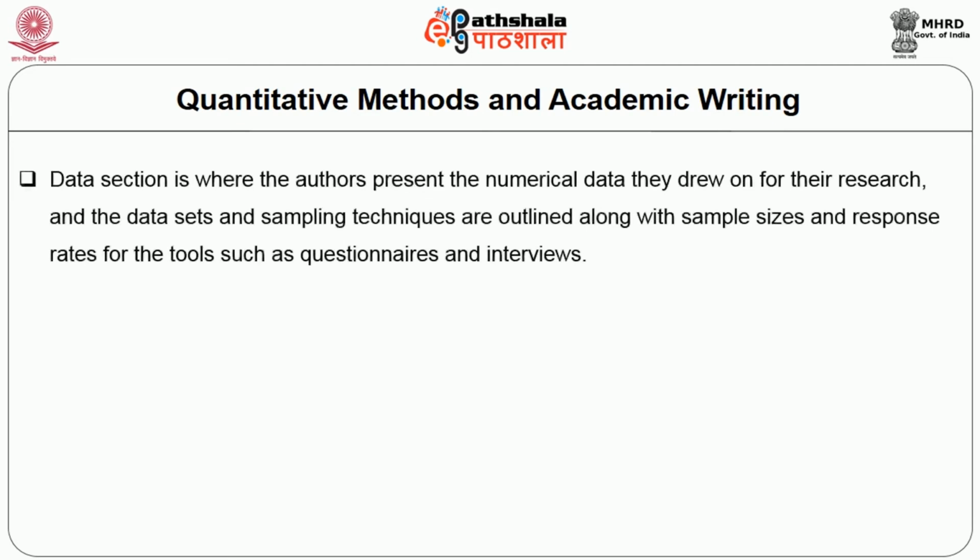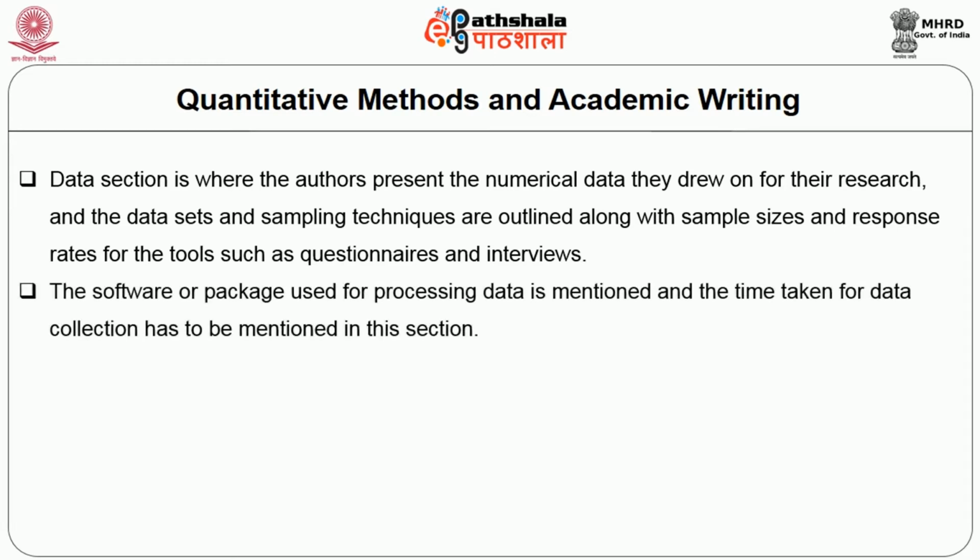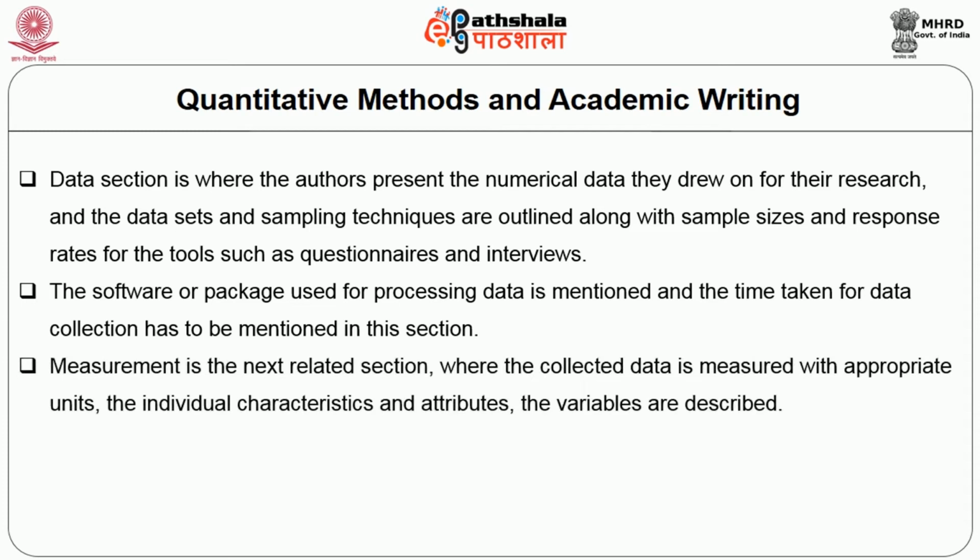Data section is where the authors present the numerical data they drew on for their research, and the data sets and sampling techniques are outlined along with sample sizes, the response rates for the tools such as questionnaires and interviews. The software or package used for processing data is also mentioned, and the time taken for data collection has to be mentioned in this section. Measurement is the next related section where the collected data is measured with appropriate units, the individual characteristics, attributes, and the variables are described.